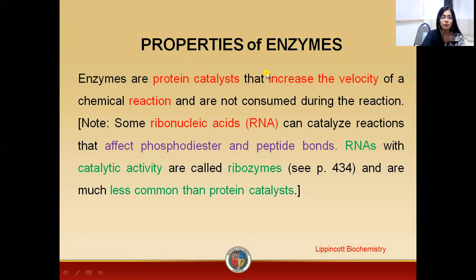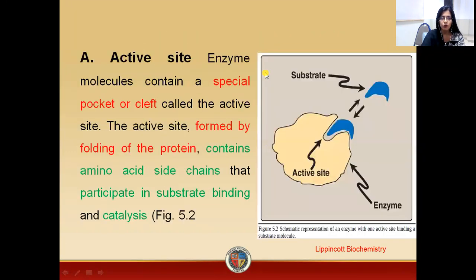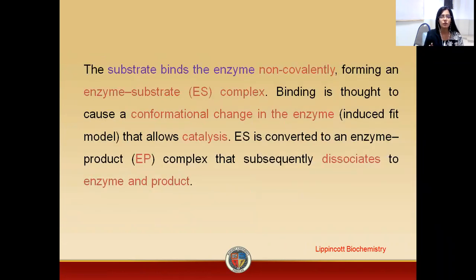Now, what are the properties? Firstly, we are going to discuss the active site. An enzyme contains a special site, and this special site is formed by the folding of the protein. This site contains the amino acid side chains that interact with the substrate. Whenever the substrate interacts with the enzyme, the enzyme-substrate complex is formed.